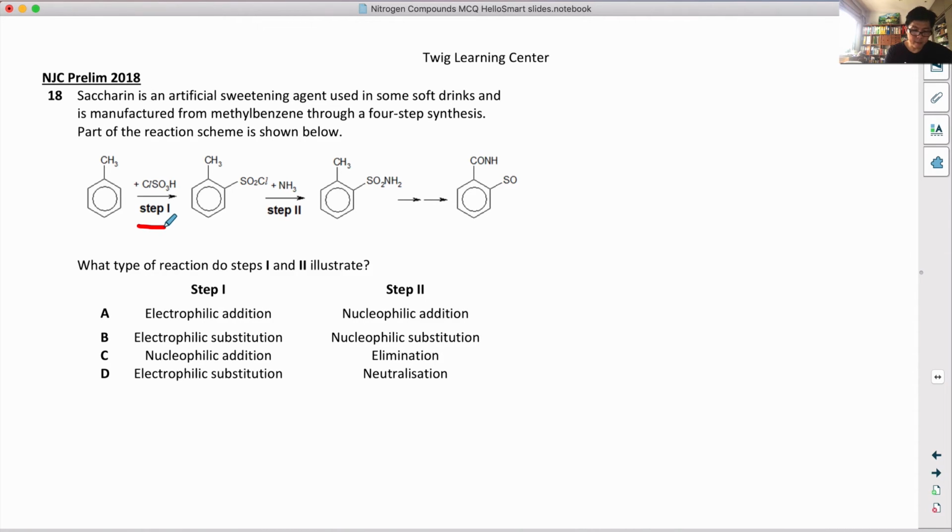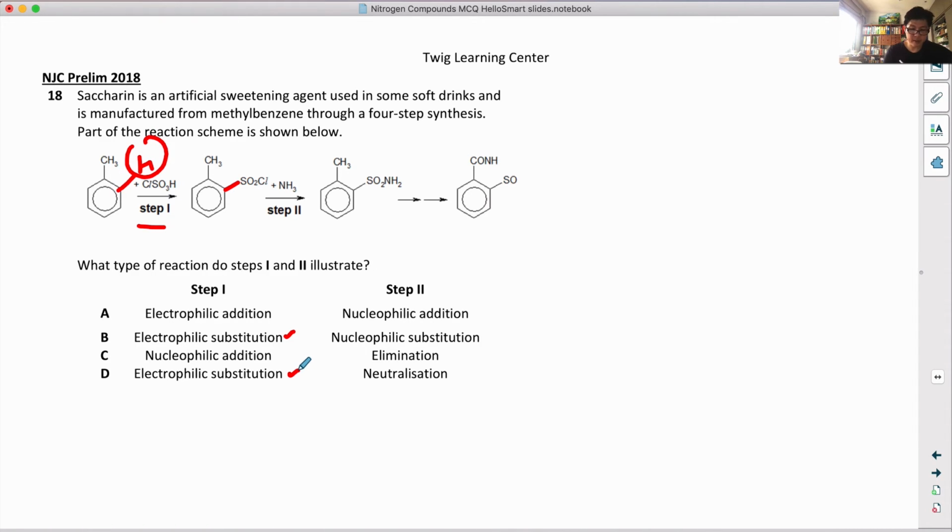Okay. This sulfur is actually joined to the benzene ring. So in this case, usually we take it as an electrophilic substitution reaction. So the benzene ring, you kick out a H and then you put in the sulfur, right? So it's electrophilic substitution. I'm gonna pick B or D.